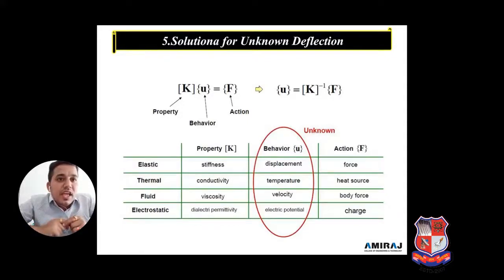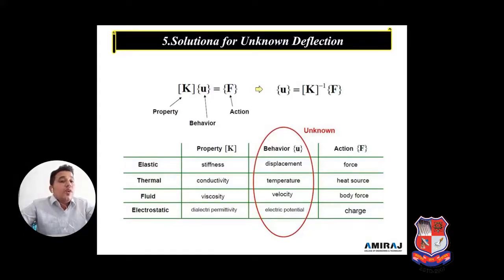As we learned, Ku is equal to F, if we want to find the deflection at each and every place. It is different as per the application. If it is an electric application, then stiffness is considered as displacement and force; for thermal, it is temperature and heat source; for fluid, it is velocity and body force; for electronics, it is the electric phenomenon. So basically we have to know elastic, thermal and fluid. Elastic is considered for static structure analysis, thermal for heat transfer analysis, and fluid for CFD, computational fluid dynamics analysis.